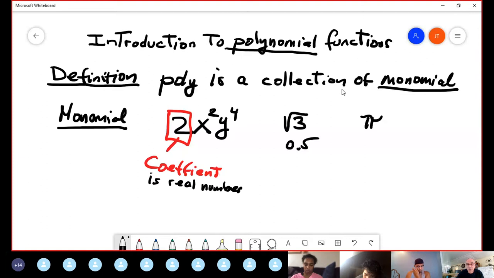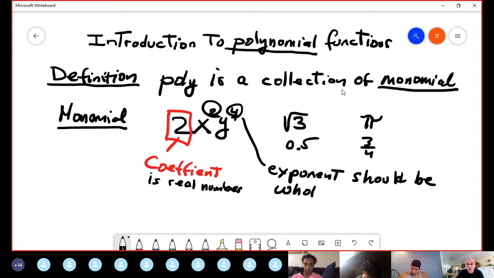However, this guy is the exponent. And the exponent in the definition of the monomial should be a whole number. And this is the important thing. Whole number means 0, 1, 2, 3, 4. Okay, it's a non-negative integer.